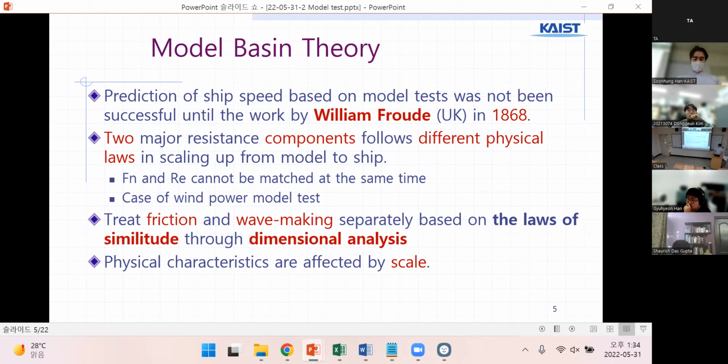He developed a procedure to treat friction and wave making separately using the laws of similitude through dimensional analysis. The laws of similitude are about how physical characteristics are affected by scale, and the dimensional analysis is the study of the relationship between physical quantities with the help of their dimensions.